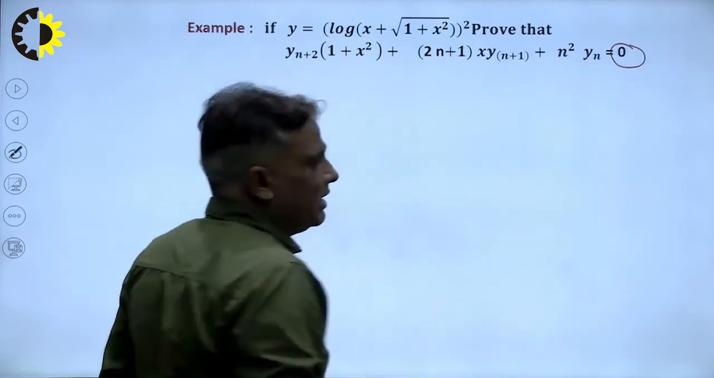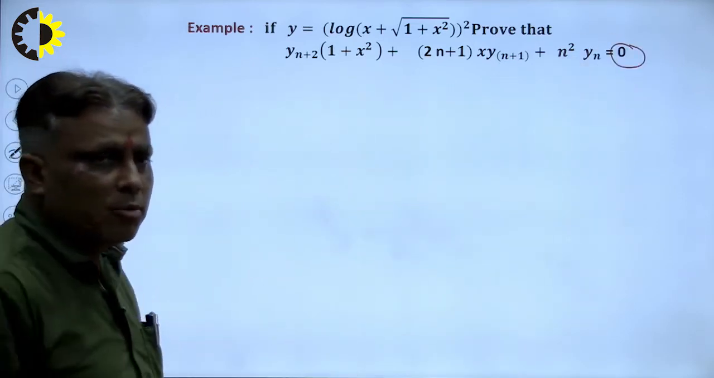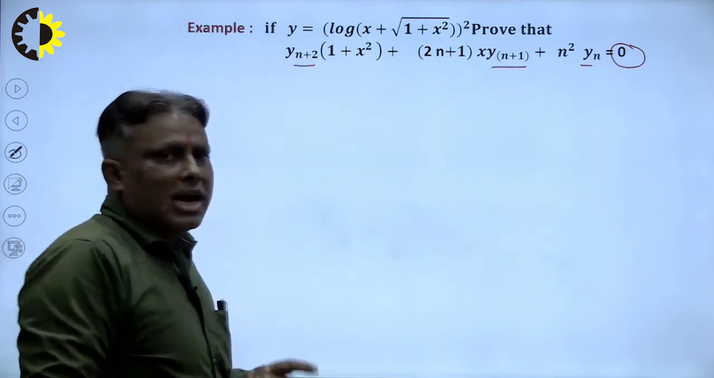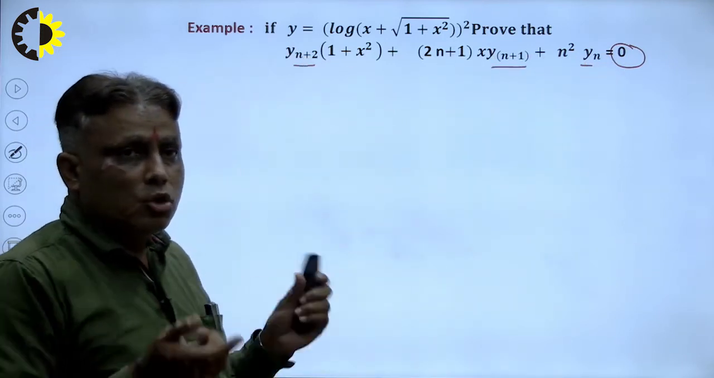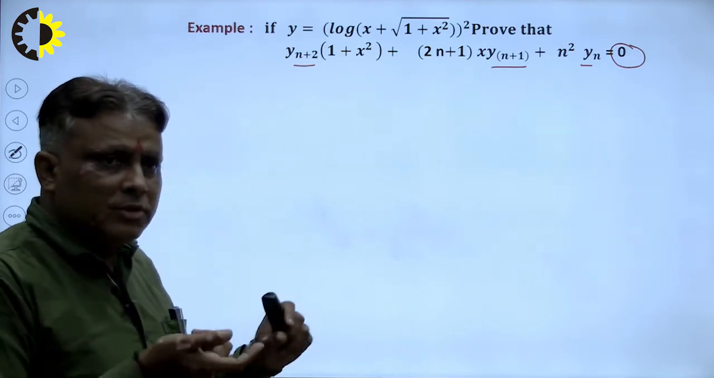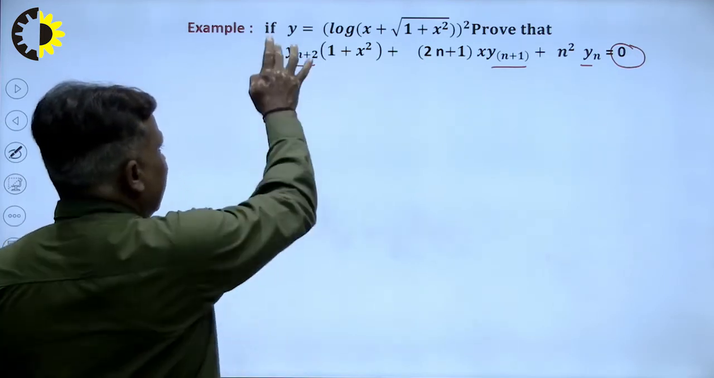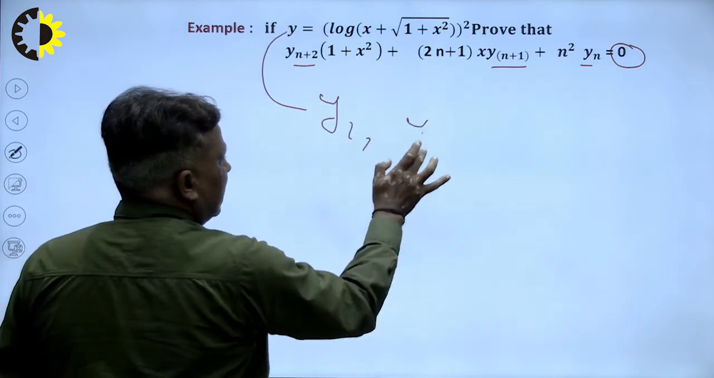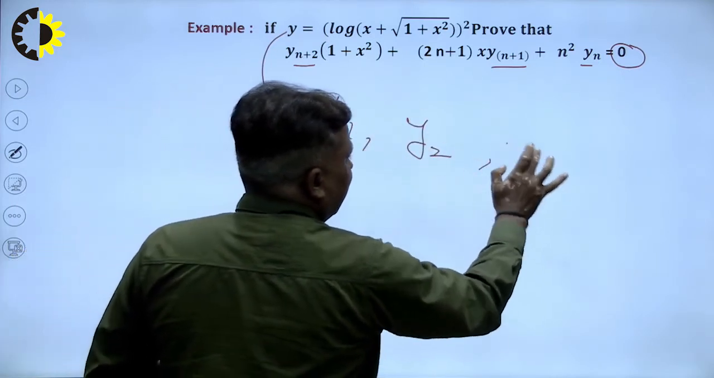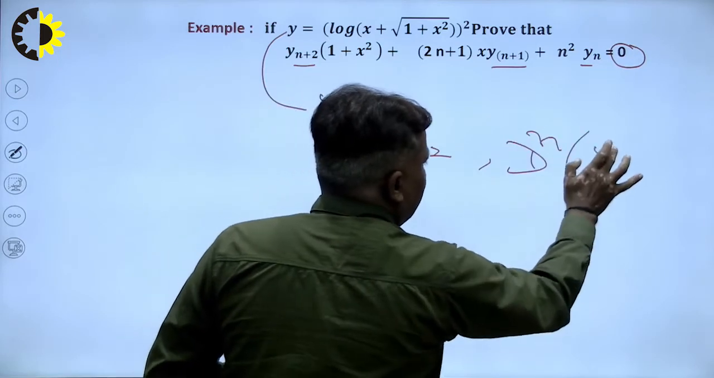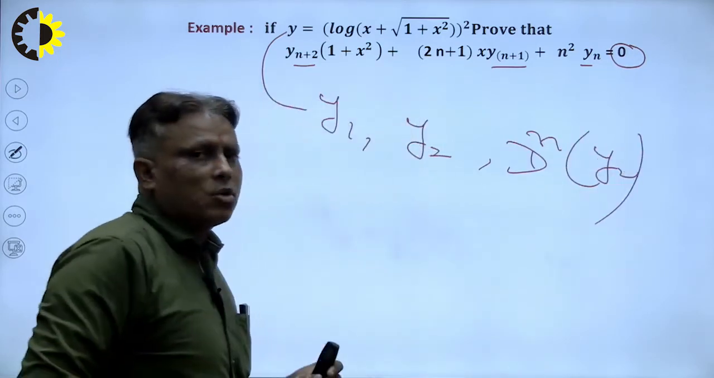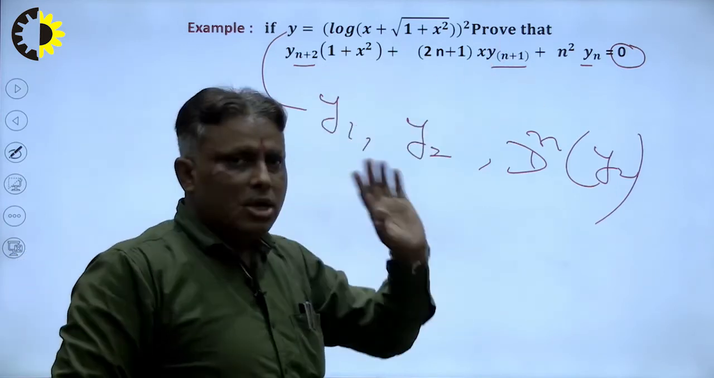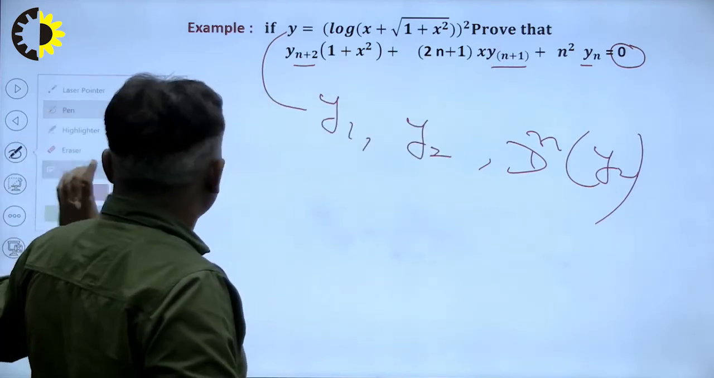Now the question is how to start such a type of problem? So write n plus 2, n plus 1 and n. So the largest derivative is n plus 2. So the roadmap to solve this problem will be this. First of all I calculate y1, then I calculate y2, and then apply Leibniz theorem n times. This will be the roadmap to solve this problem, right? So in this way we find the solution of our problem.